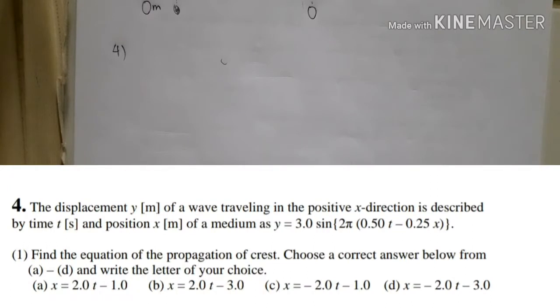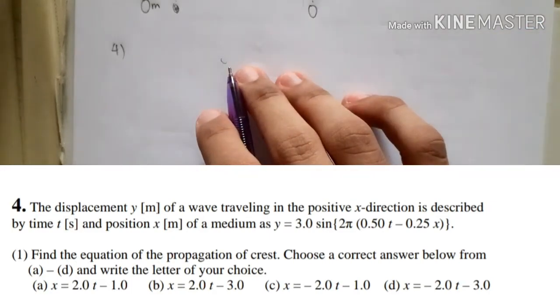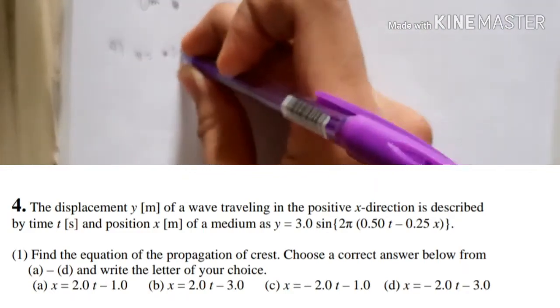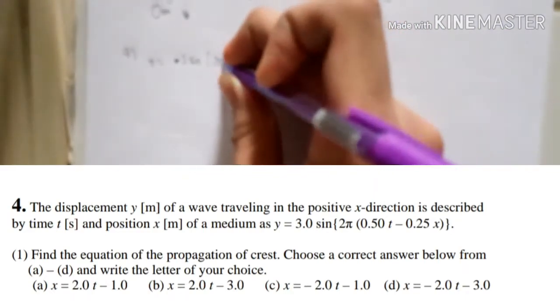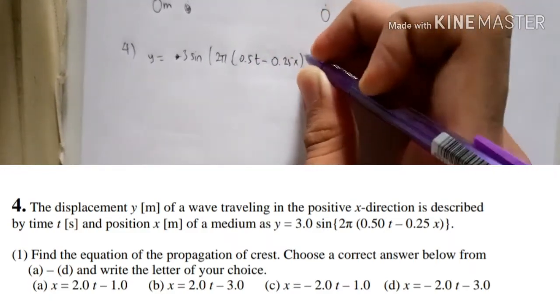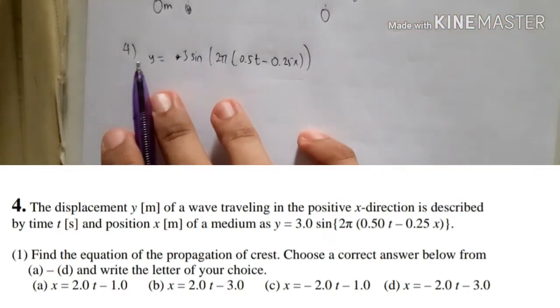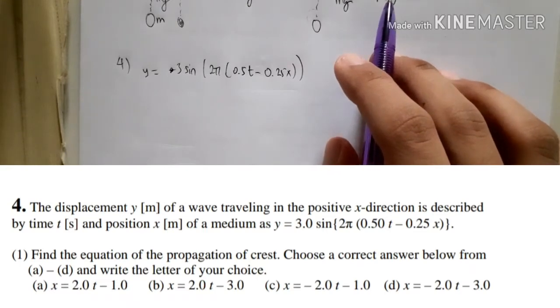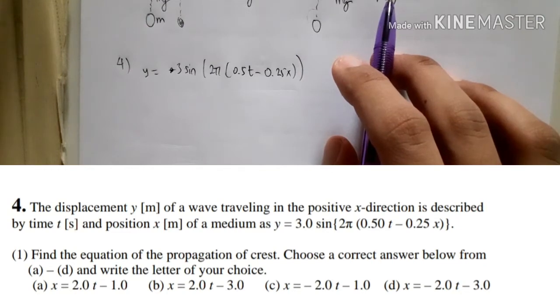This is a question about waves. The displacement y of the wave traveling in the positive x direction is described by the time t and position x of a medium. y is 3 sine 2 pi (0.5 t minus 0.25 x). So this is your general wave equation, and it asks us what is the equation of the propagation of the crest, and to choose the correct answer.